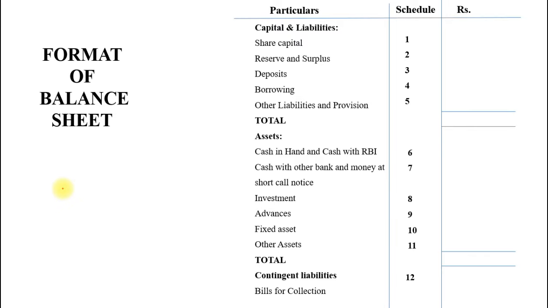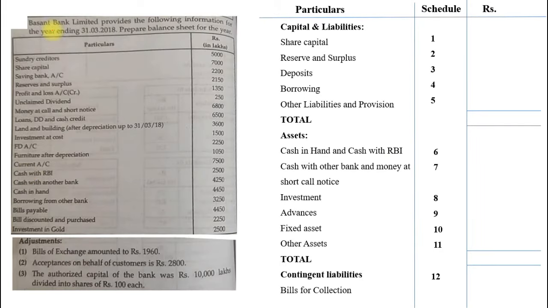Now, based on that, let us see how we will solve the very first sum. Here it is given that Basant Bank Limited provides the following information for the year ending 31st March. Prepare the balance sheet for the year. Creditors, share capital, saving account, reserve, profit and loss, unclaimed dividend, money at call notice, loan, demand draft, cash credit, land and building, investment, fixed deposit, furniture, current account, cash with RBI, cash with other bank, cash in hand, borrowing from other bank, bills payable, bill discounted, and investment in gold. So these are the things which are given to us.